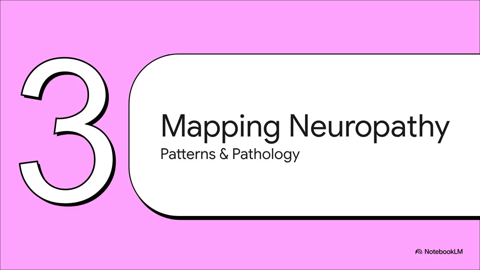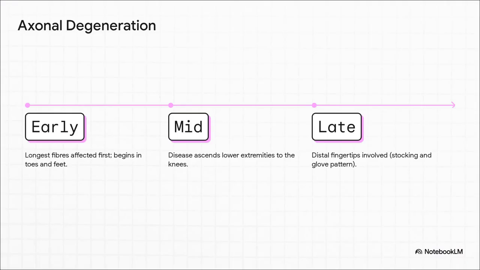All right, section 3. Let's map the neuropathy by looking at the pathophysiology and patterns. So, the most common form of axonal degeneration is called the dying back phenomenon. And because it's completely length dependent, the absolute longest nerve fibers in the body are the ones affected first. That means the weakness always starts down in the toes. But as it ascends up to the knees, something really fascinating happens. The distal fingertips finally get involved, and that's exactly what creates that classic stocking and glove pattern we always hear about.